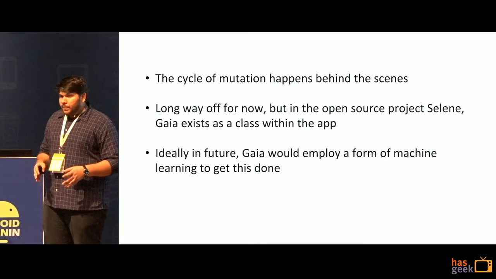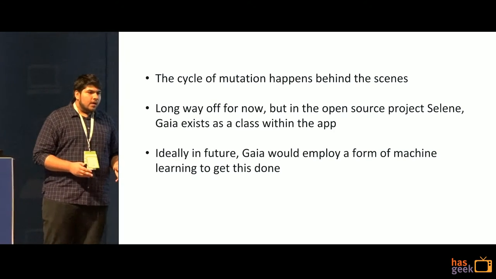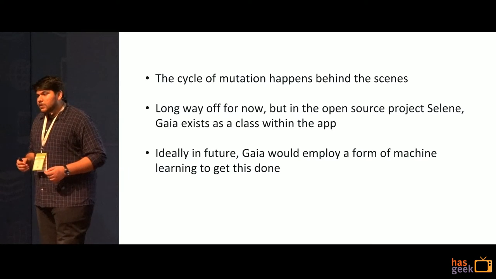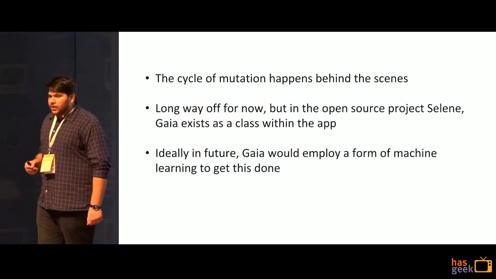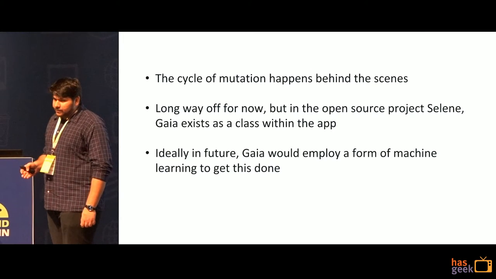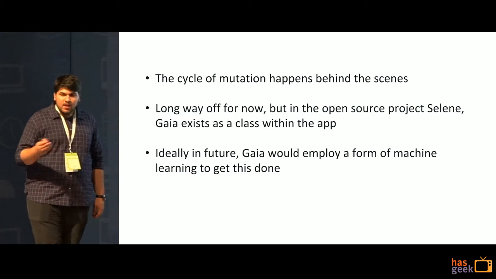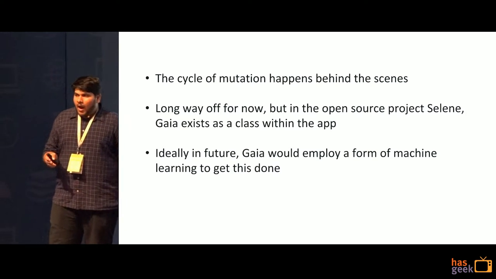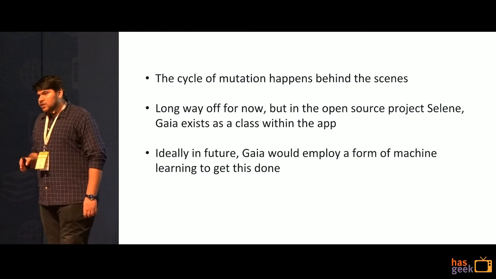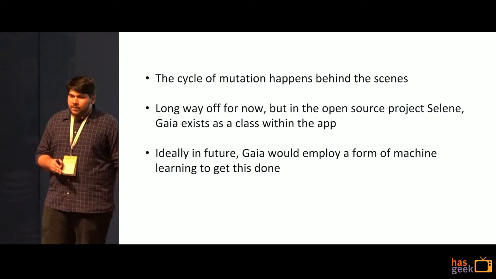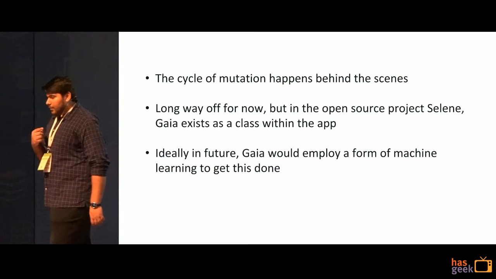So for now, Gaia is a long way off, but I talked about Liam Spratt in the beginning, and he's developing an app called Selene. Selene is a note-taking app that is pioneering mutated design. It employs the color thing we talked about, moving towards darker colors and bright lighting. And it also uses Gaia as a class. So Selene is completely open source, and it's a really great class to check out. There are links at the end for those types.